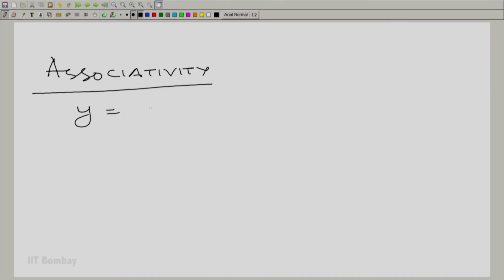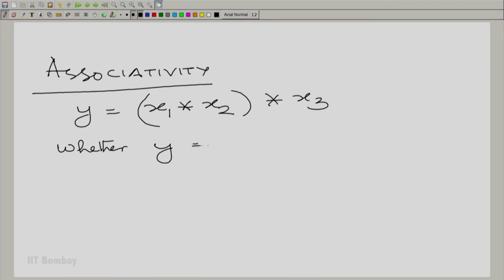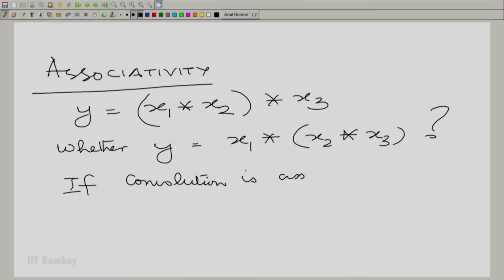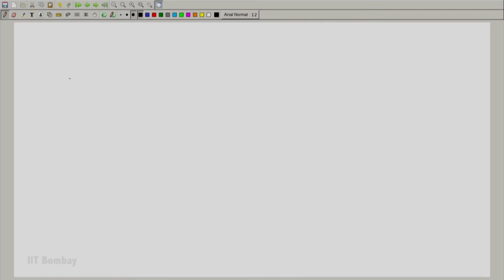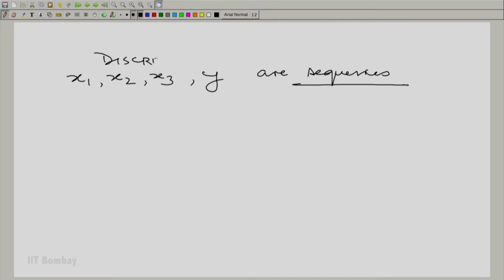So, what you really want is to consider x1 convolved with x2 first and then with x3, and to question whether y is also equal to x1 convolved with the result of convolution of x2 and x3. So, if convolution is associative, yes, let us prove. Let us begin with the discrete case as we had promised. So, let x1, x2, x3 and y all be sequences, the discrete case.